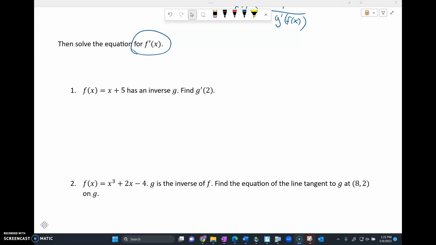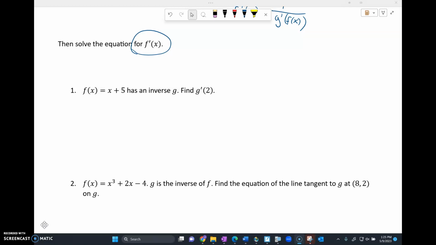All right, so this question is giving us f, and it says that f of x is equal to x plus 5. It has an inverse that's called g. It says to find what g prime of 2 is. So on the surface, it doesn't look like there's enough information to even do this question. So we need to think through what it means to have f of x, and then they're asking us to find what g prime of 2 is.